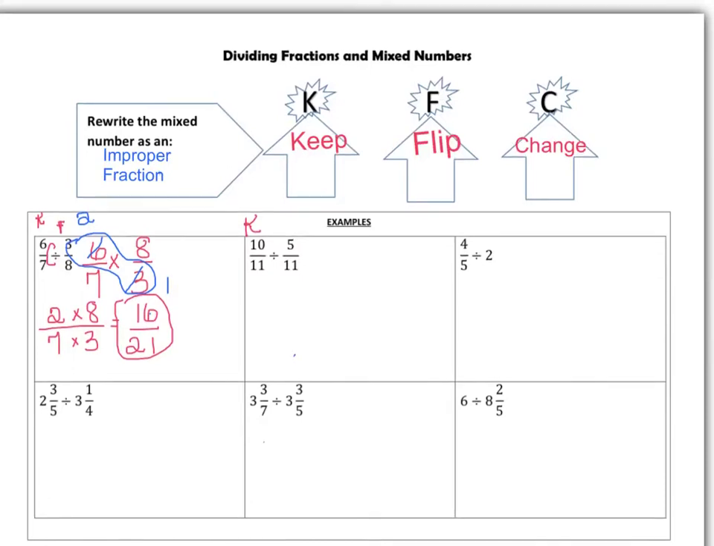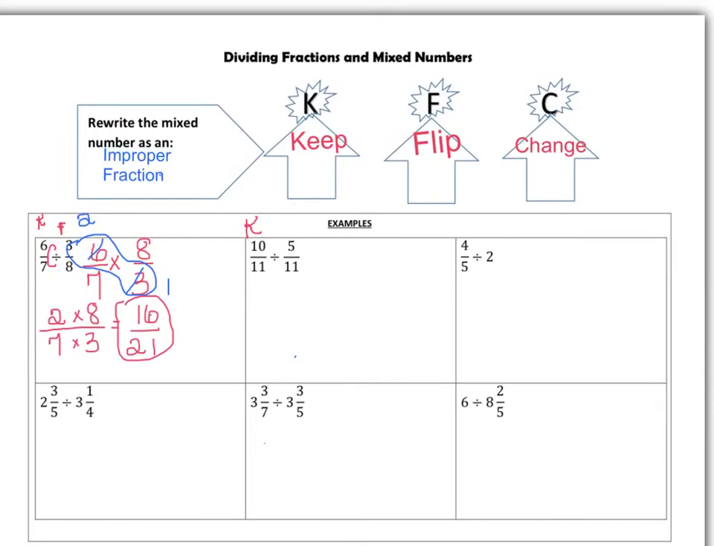KFC: keep the first, flip the second. Flip the second. Change that division to multiplication.